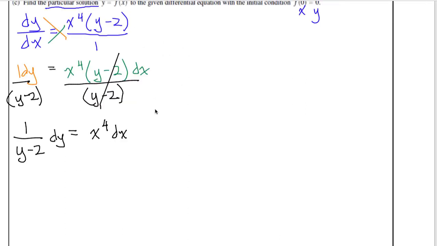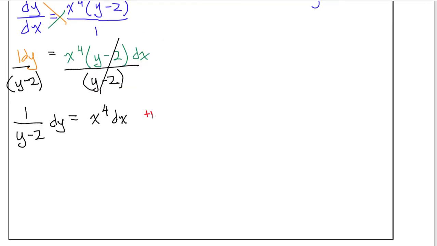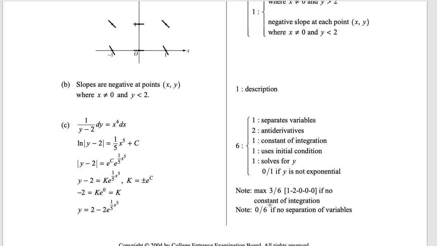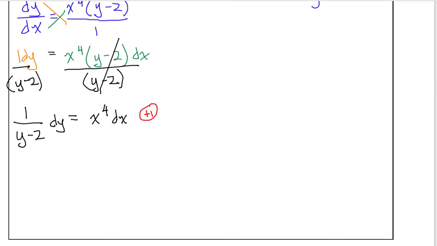So I come back over here. I now can give myself 1 point if I separated those correctly. And also note, you get 0 points if you can't do that correctly. 0 out of 6 if no separation of variables. From here, we are now going to do what? You will shout out. Integrate. Yeah. Integrate. There it is.